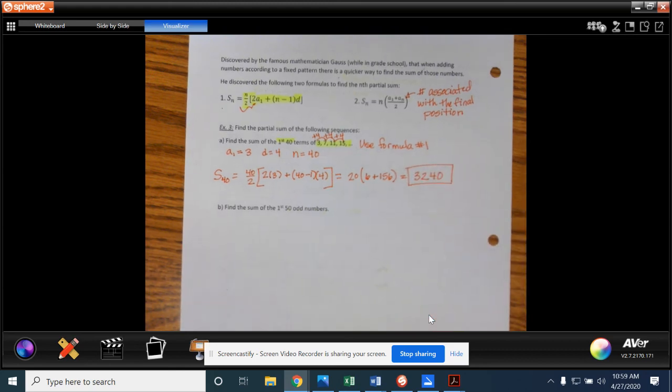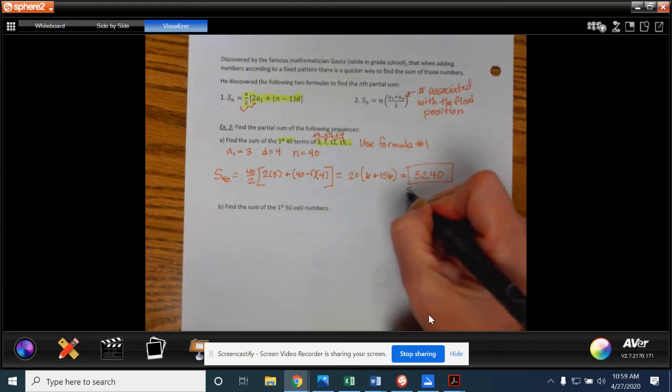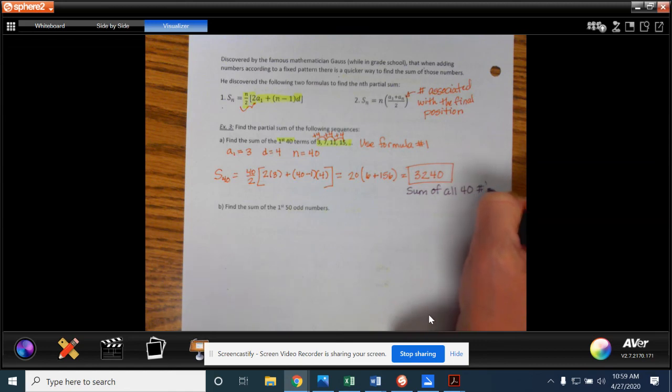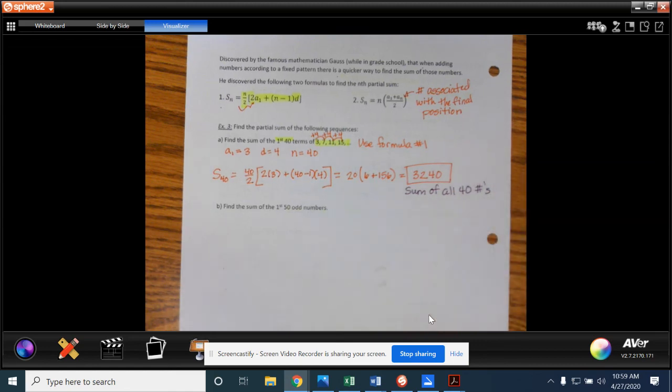That is your answer. That is the sum of all 40 numbers without adding them. This is so much faster than trying to list all 40 out and then add them together. Of course, you can if you really want to, but it's not something I would prefer to do.